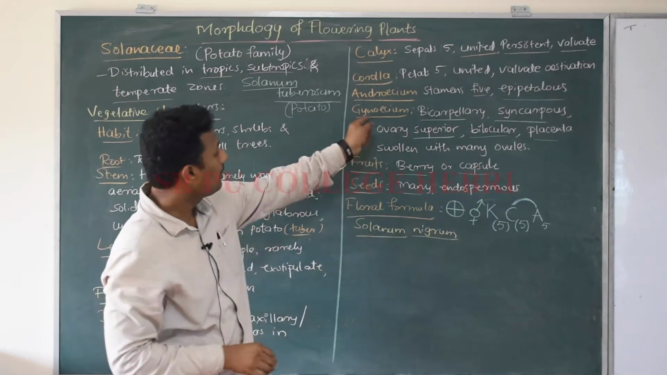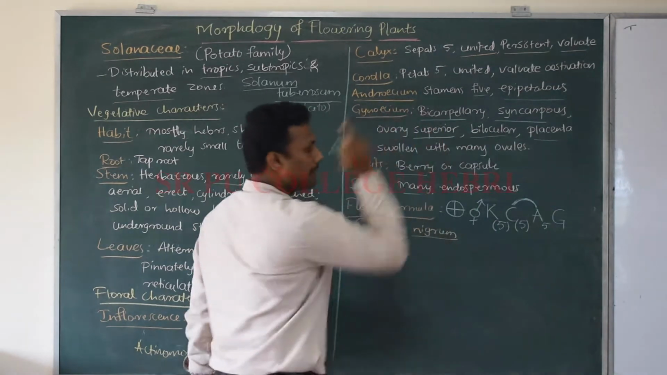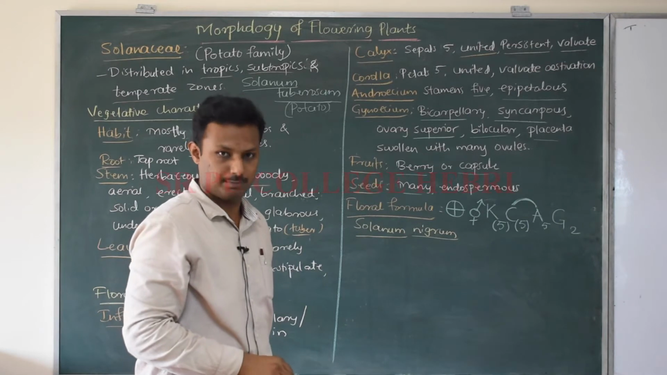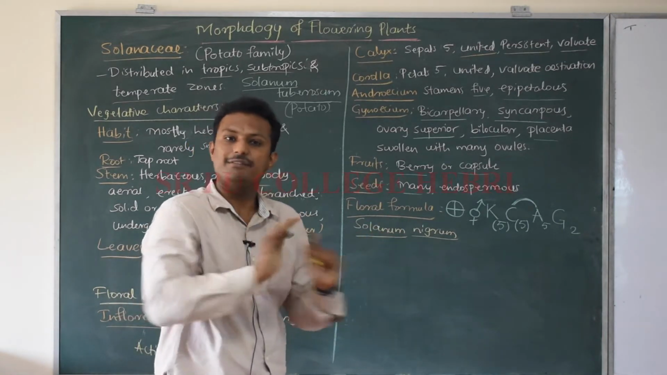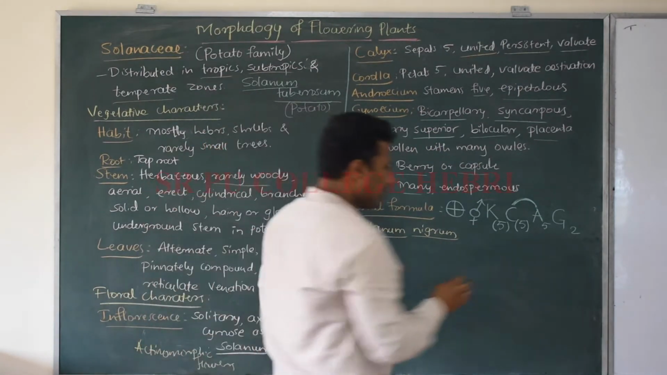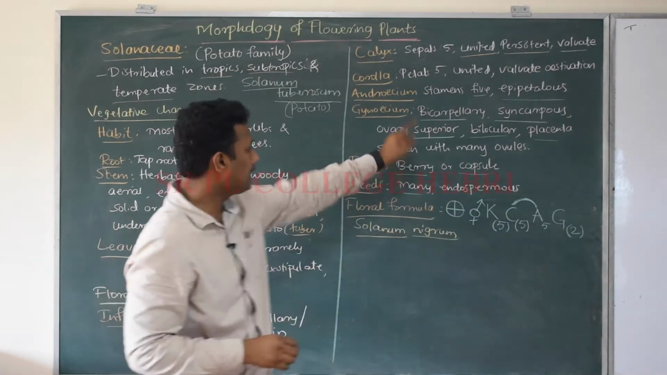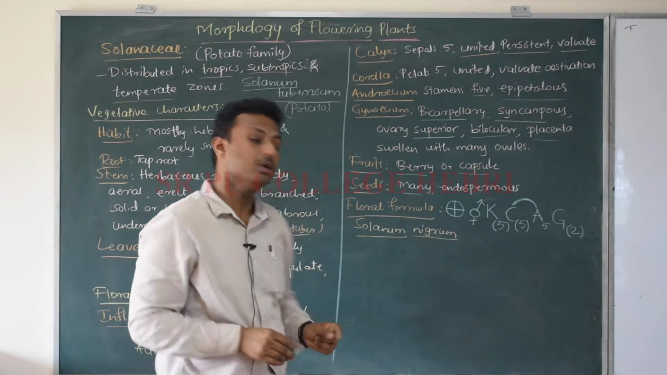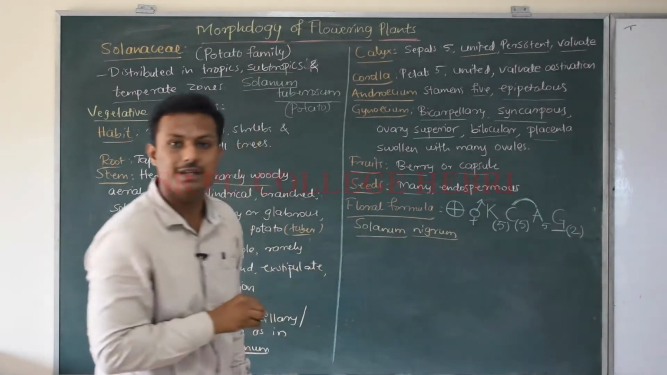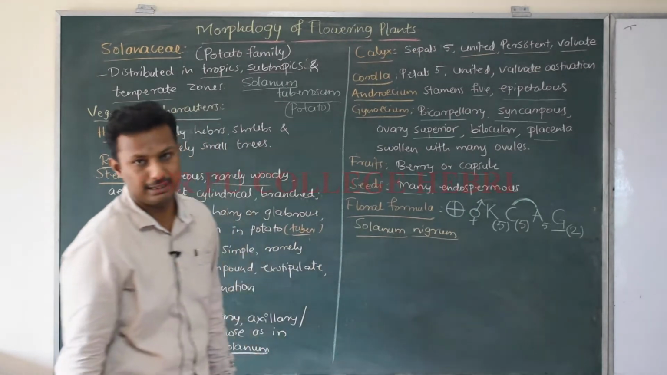Then gynoecium, is it present or not? Yes, it is present. How many carpels are there? 2 carpels are there. You write 2 here. Whether they are syncarpous or apocarpous? Syncarpous means fused, apocarpous means free. Here it is syncarpous. What can you do to show the syncarpous condition? You just bracket it. And is it a superior ovary or inferior ovary? Here they have mentioned superior ovary. What you can do is draw a line just below the G to show it is a superior ovary. Yes, so this is the floral formula for this family.